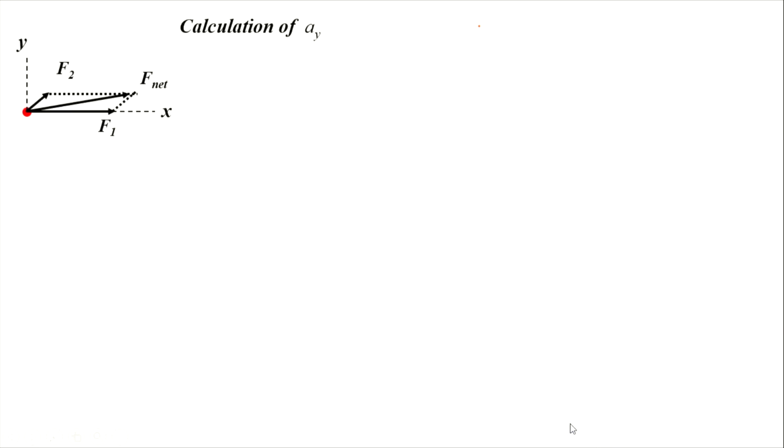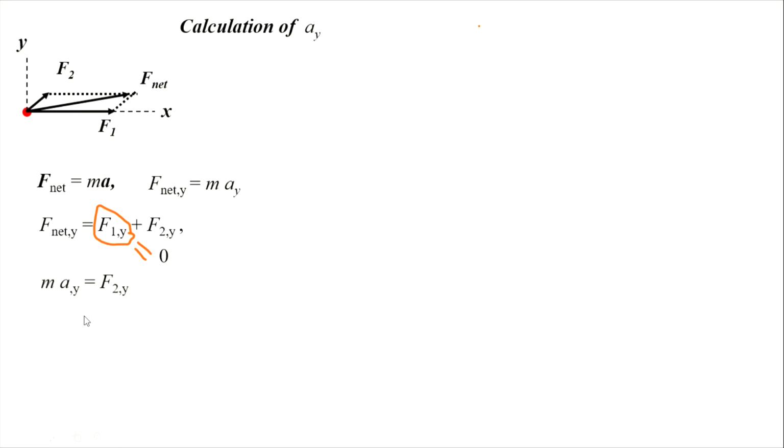Now let's go further and consider calculation of the y-acceleration. Again, we will use the second Newton law, but now we will consider the y-component of this equation. The y-component is a sum of the y-components of F1 and F2. F1y is 0, and replacing Fnet with May, we have this equation for F2y.